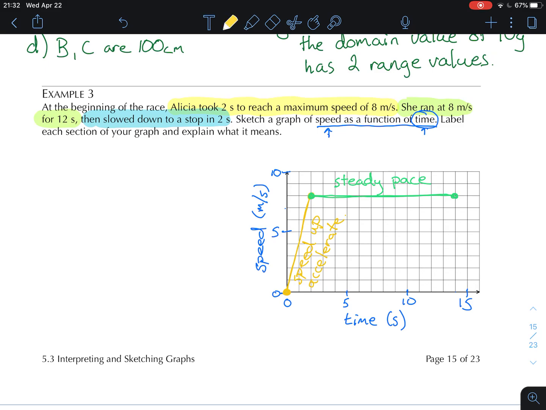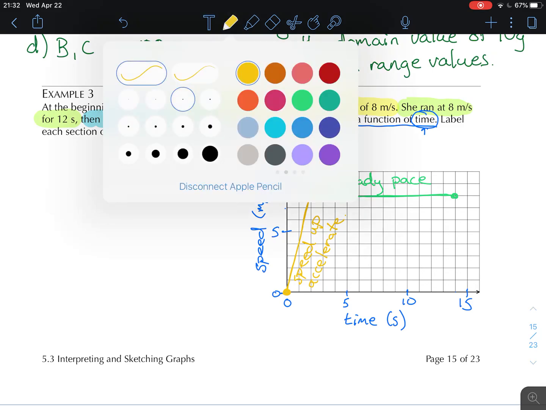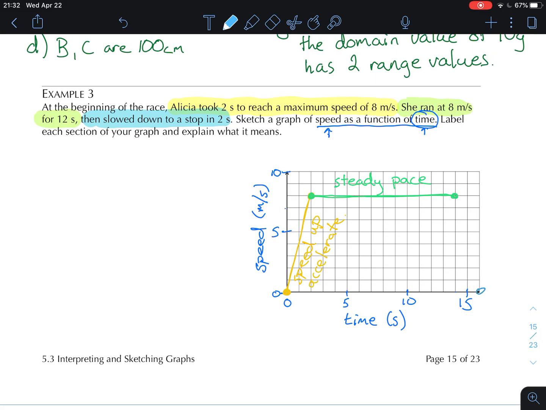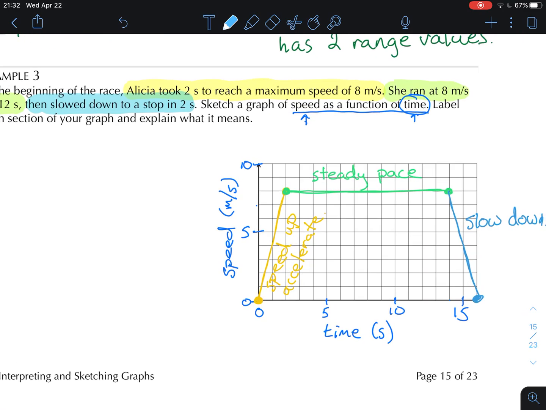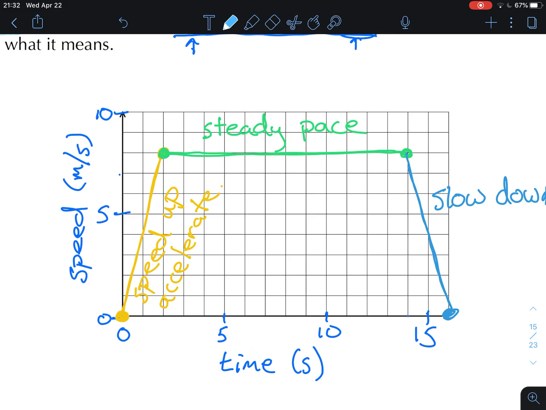And now the last section. Slowed down to a stop in 2 seconds. So she slowed down to a stop in 2 seconds. So it took her 2 seconds to slow down to a stop right here. So this is the slow down.